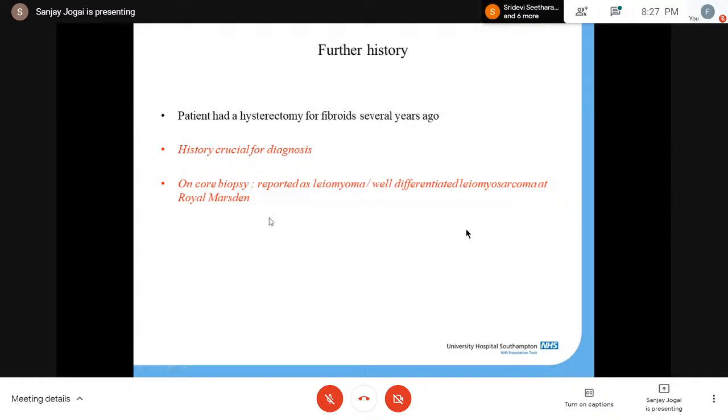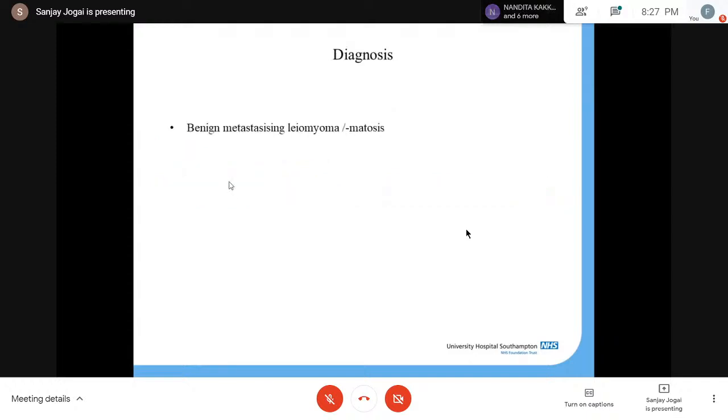The core biopsy was reported in Royal Marsden because at that time they didn't know, so they said either it's a leiomyoma or a well-differentiated leiomyosarcoma, and they went ahead and did a lobectomy. So basically this is a benign metastasizing leiomyoma or leiomyomatosis. We don't see many examples. I thought it was a good example to show.